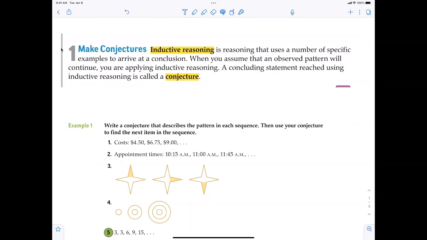And in this particular chapter, we are going over inductive reasoning. Again, that's just reasoning that uses a number of specific examples to arrive at a conclusion. When you arrive at the conclusion, that is generally called your conjecture. When you assume that an observed pattern will continue, you are applying inductive reasoning. A concluding statement reached using inductive reasoning is called a conjecture. Anybody have any questions? All right, now let's just get to it.